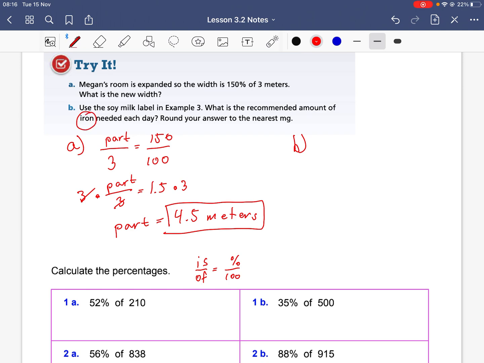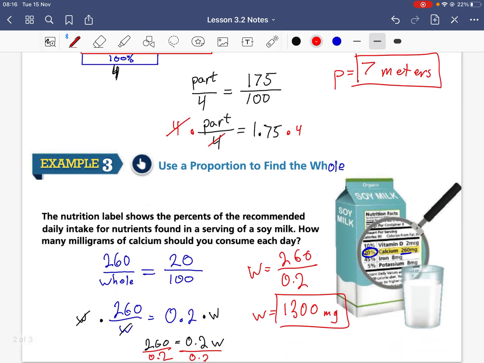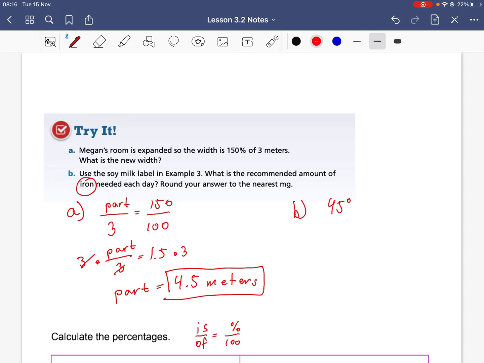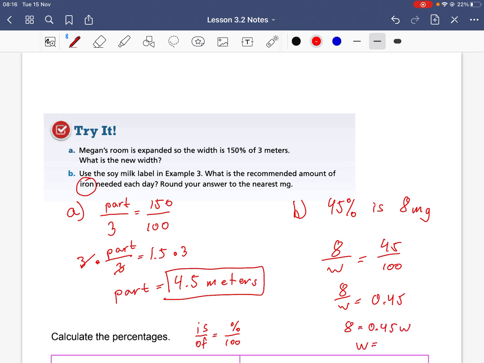And for B, we're looking at iron, so we have to look back at this question here. Iron, 45% is 8 milligrams. So 8 out of W equals 45 out of 100. And we have to round. We'll round to the nearest milligram. So that's a total of 18 milligrams. Okay?